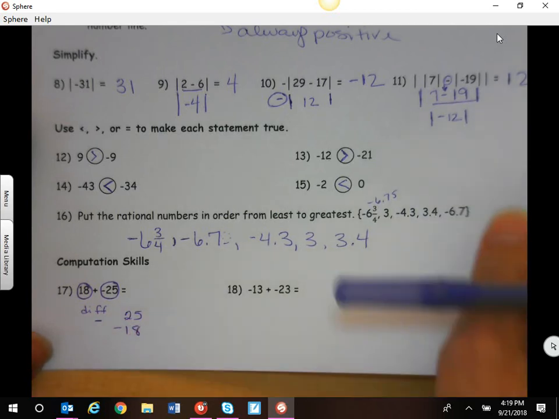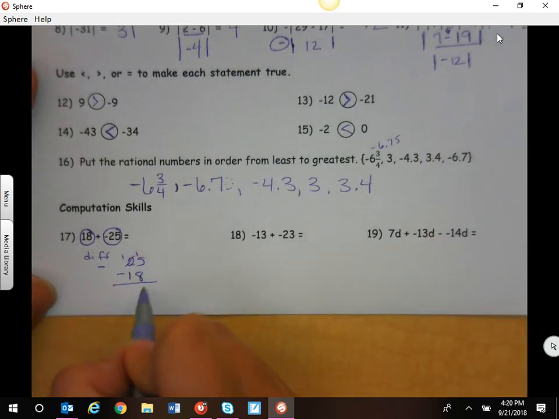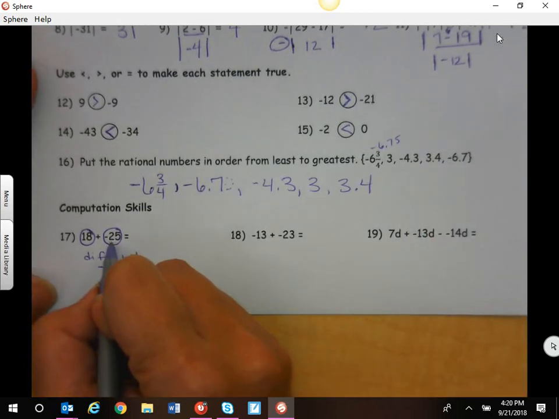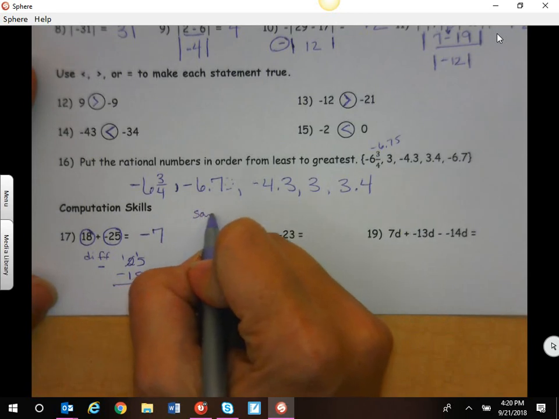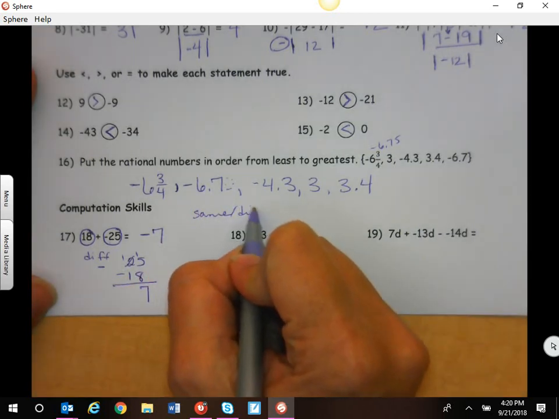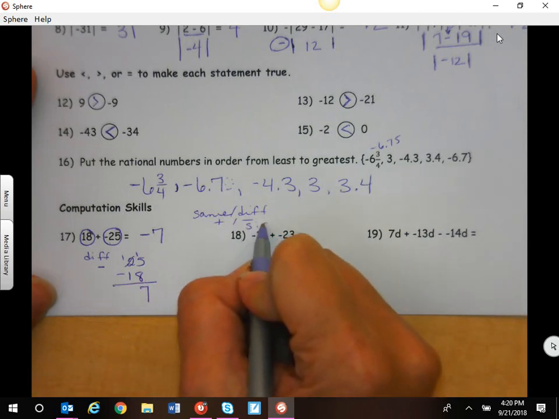25 minus 18, make sure you borrow correctly, is 7. But I have more negatives, so it's going to be a negative 7. So remember to ask yourself those questions. Are they the same or different? Are you going to add or subtract? And then what sign do you have more?